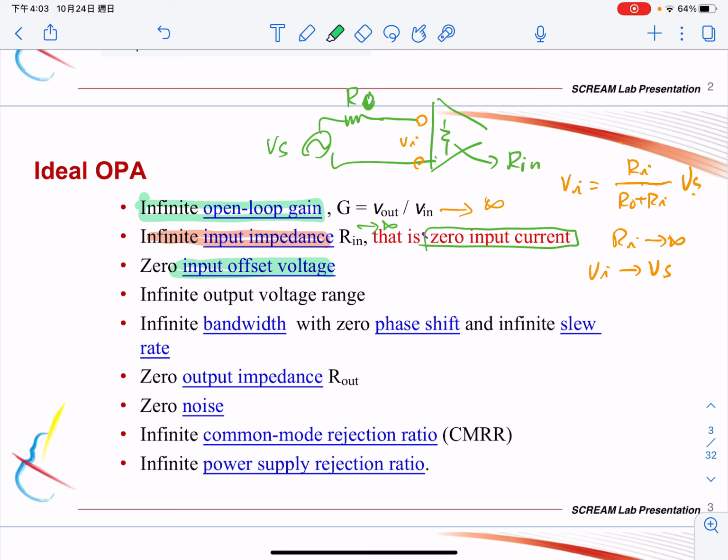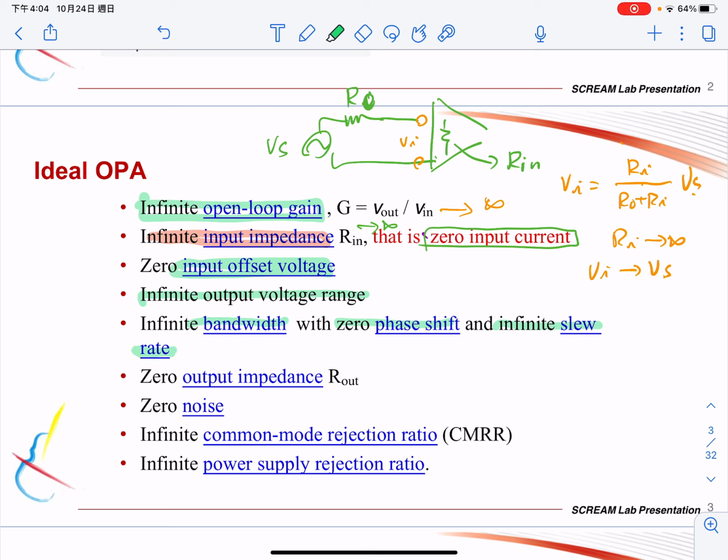And the third one is infinite output voltage range. Of course, it's not possible because we have the limited power supply voltage, but this is the ideal. We have infinite bandwidth, zero phase shift, and an infinite slew rate.